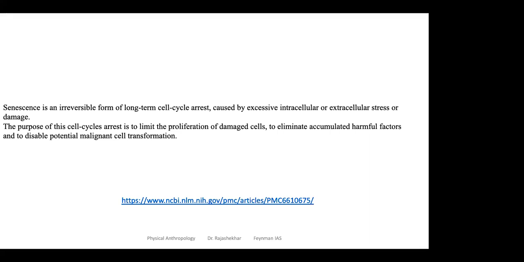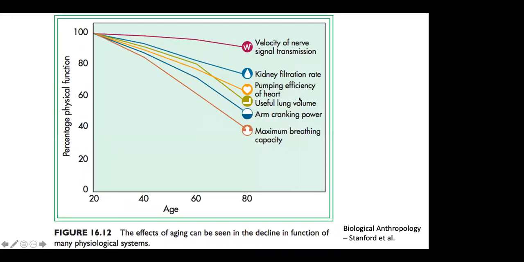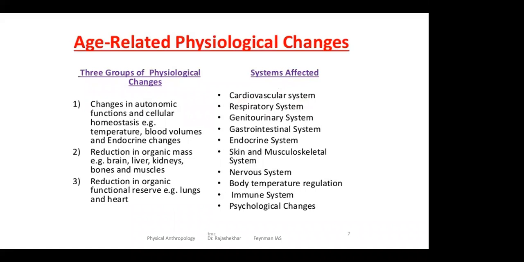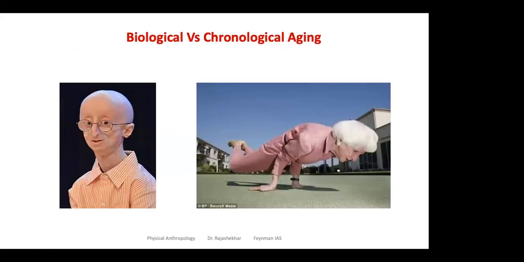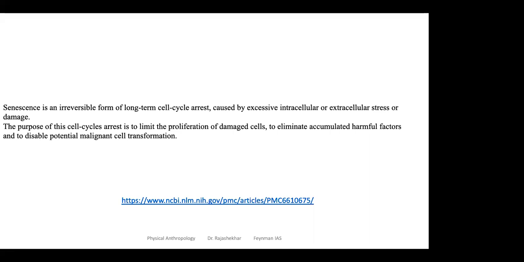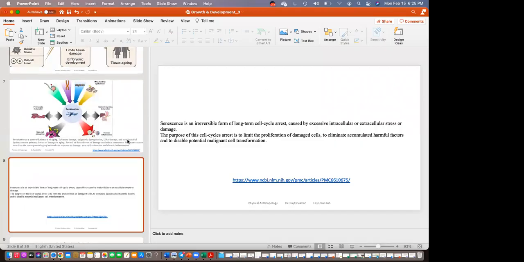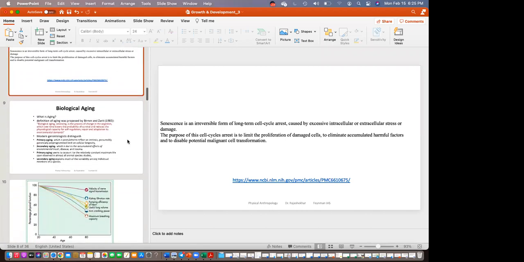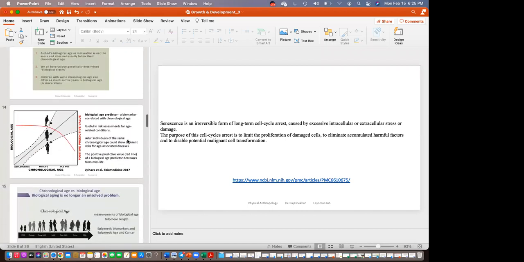So tomorrow we'll continue from the aging features, the biological concept of aging. We're going to talk about what physiological changes happen in us, and we'll also discuss the concept of biological versus chronological aging. And theories of aging. So hopefully we'll finish these components tomorrow and we'll be left with somatotyping. I think that will take a bit more time, but I hope to finish half of the somatotyping in tomorrow's class.